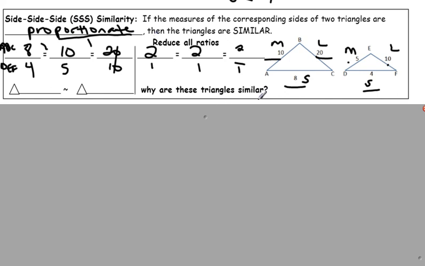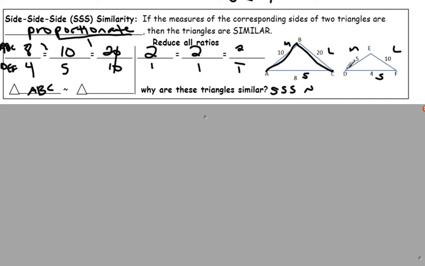So why are these triangles similar? We would write side-side-side similarity. And then to do our similarity statement, the first three letters here can go in any order. Let's just say A, B, C. But the next set of three letters has to correspond to the first set. So A to B to C goes medium to large. So the next set of letters has to go medium to large, D to E to F.